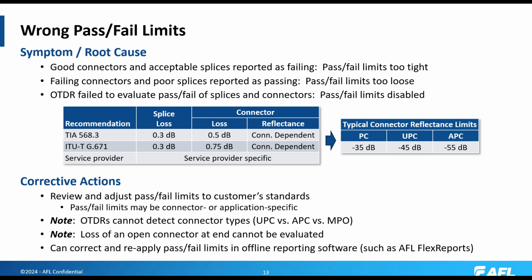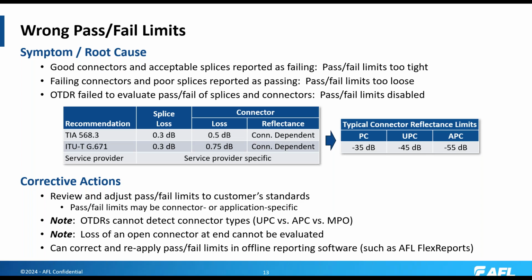Oftentimes, customers will set their own pass-fail limits. Fusion splicers, such as Fujikura splicers, have become so good these days that users often want their splice loss to be much better than the 0.3 dB, and a more typical number may be as tight as 0.1 dB. So if you're a contractor doing installation for a service provider, make sure you understand what their pass-fail limits are and you set up your OTDR to apply those pass-fail limits.